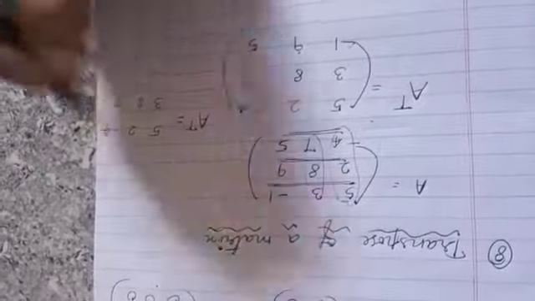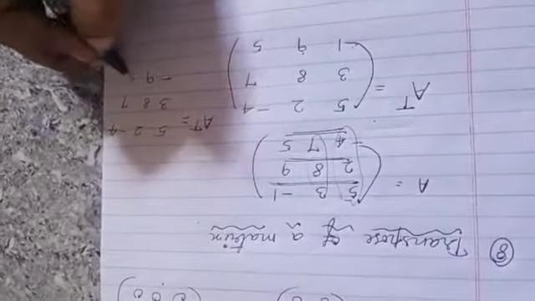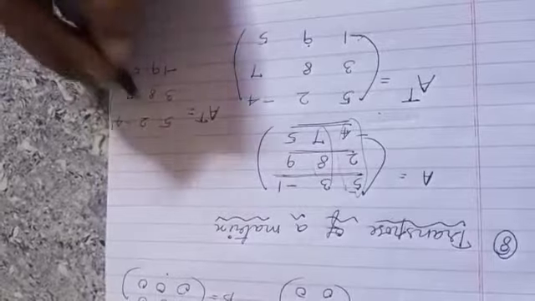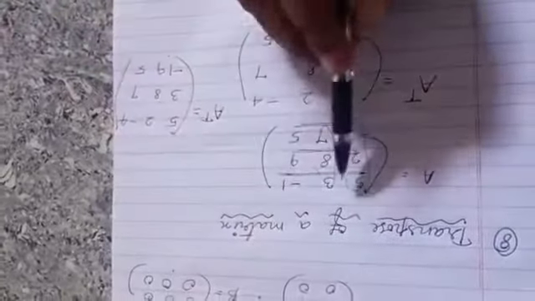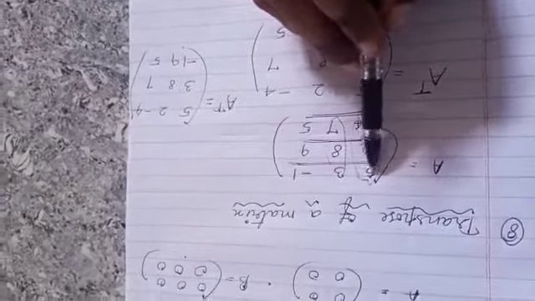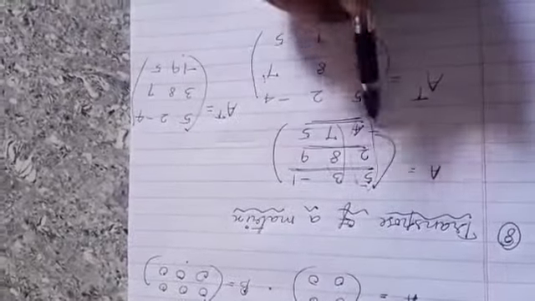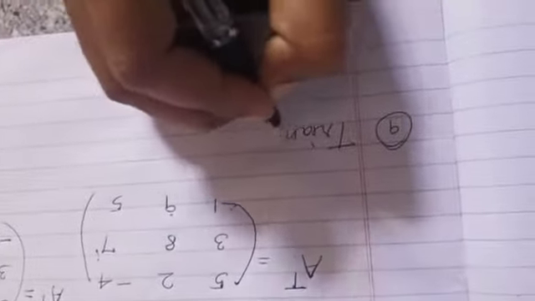Looking at it by columns, this column changes into a row, 5, 2, minus 4. Next, this column, 3, 8, 7, and this column, minus 1, 9, 5. This is called transpose. The row changing into a column, or the column changing into a row, is called the transpose of a matrix. Next, the 9th one, triangular matrix.